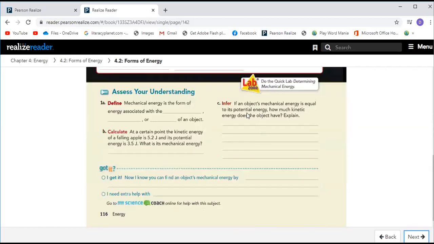Okay, so what about this question? It's the same idea. If the mechanical energy is equal to its potential energy, how much kinetic energy does the object have? How can we calculate? Okay, girls, who can answer? One of the girls who raised their hands, please.